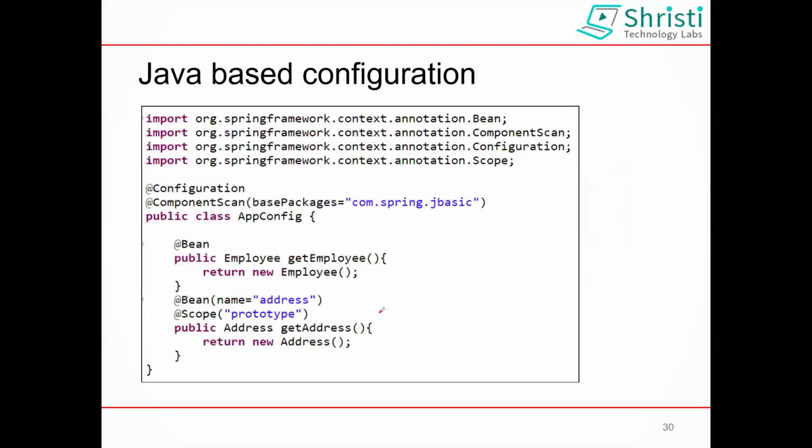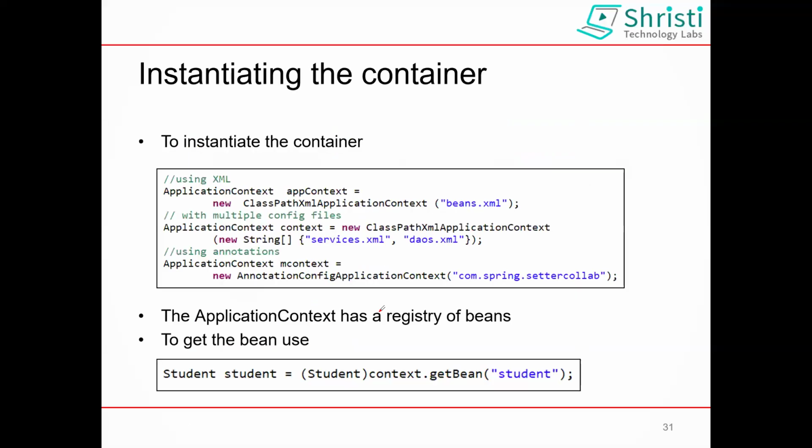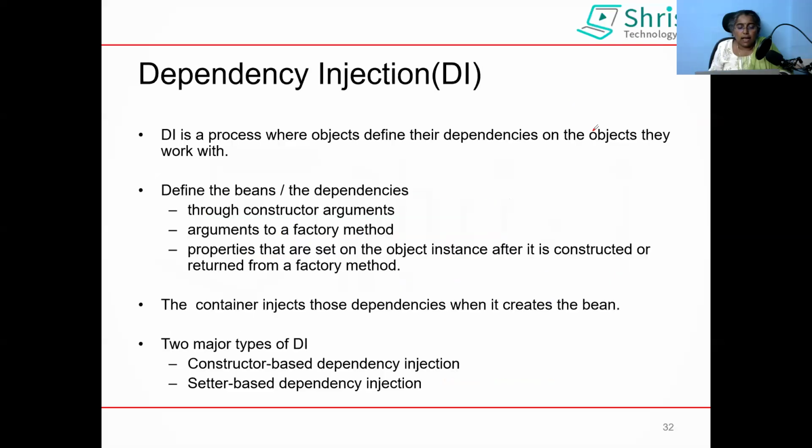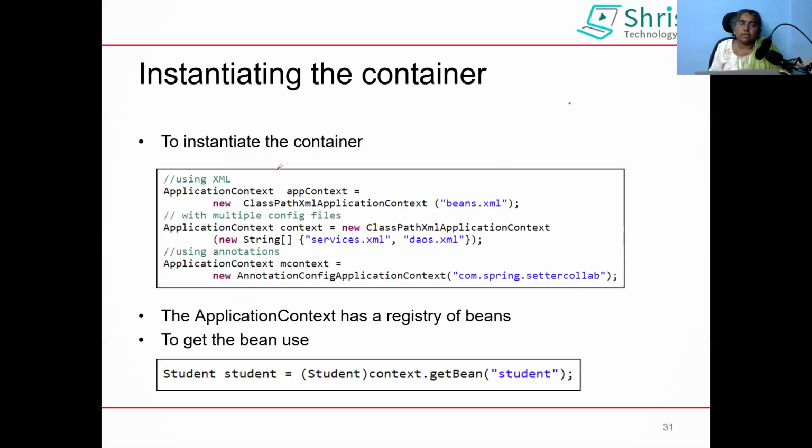Okay. Next, there is the third one, Java-based configuration. Do not confuse with this. This is used only when you are going to work with inbuilt classes. Okay, how do you work with an application? I have created all the classes. Now, what is the next step? I need to create the IOC container, and then create an object and use it. That's all. Now, let us see how this can be done.